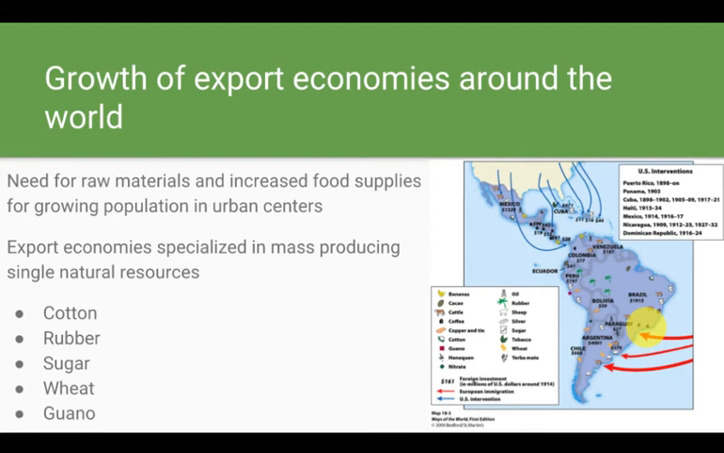Basically, an export economy means a large portion of a country is completely dependent on producing one thing that they sell. Most of these items, like cotton, rubber, and sugar, are used in either food production or clothing production for industrialized countries. So it's one of the reasons the Latin American societies, to pick an example, are later to industrialize.